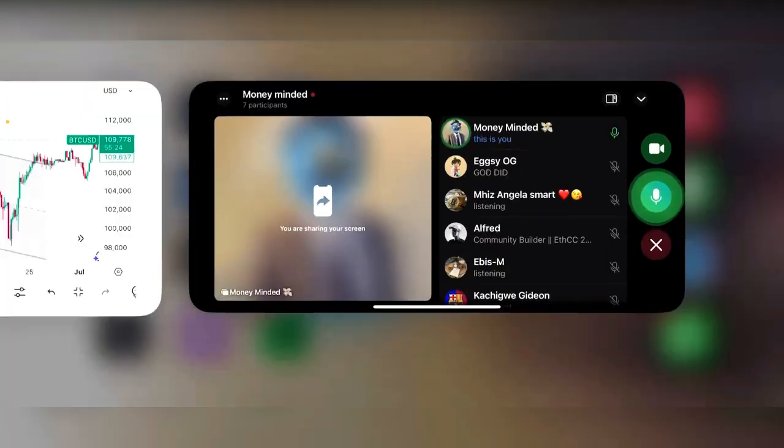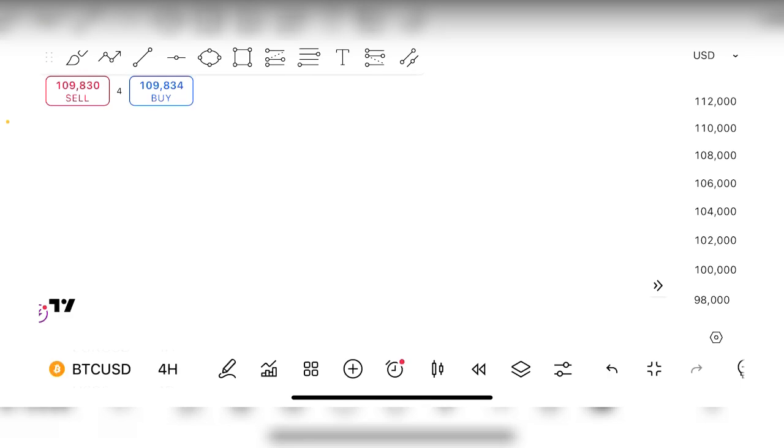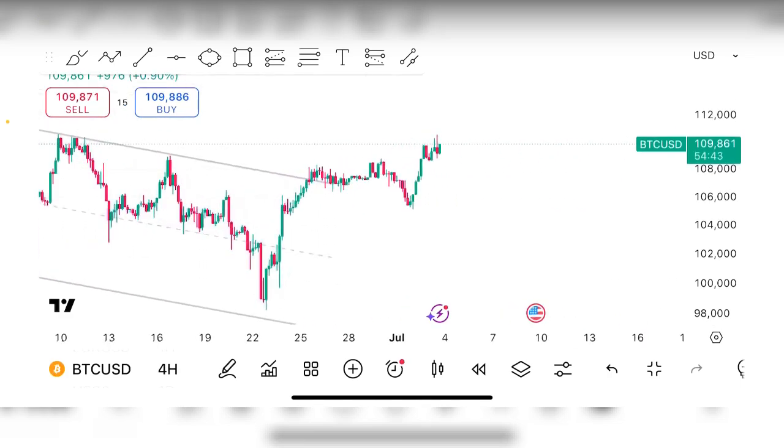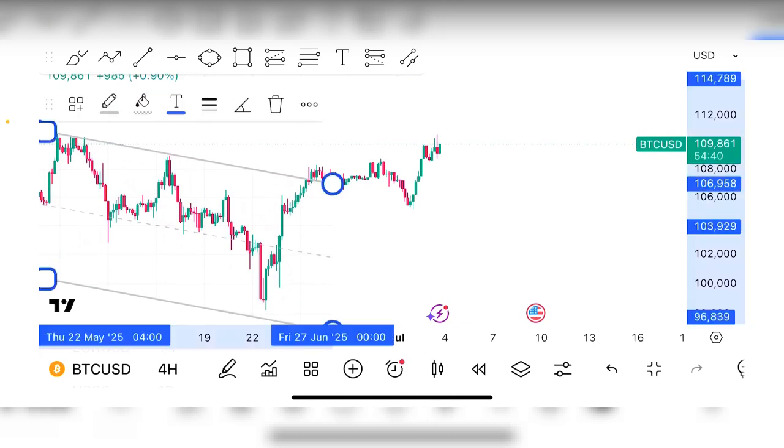So first thing first, the trend. If you know how to identify the trend on the 4 hours, going down to the 30 minutes or the 15 minutes, that is the next thing.